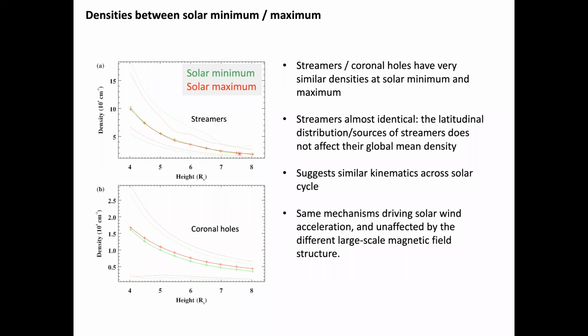So the latitudinal distribution of streamers does not affect their global mean density. And since the density is related to the kinematics, the outflow velocity and the acceleration, this suggests that there are similar kinematics across the solar cycle, and in turn suggests that the same mechanisms driving the slow solar wind are unaffected by the different large-scale magnetic field structure over the solar cycle.